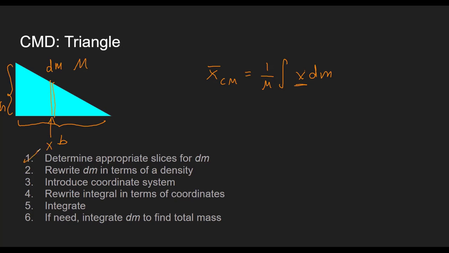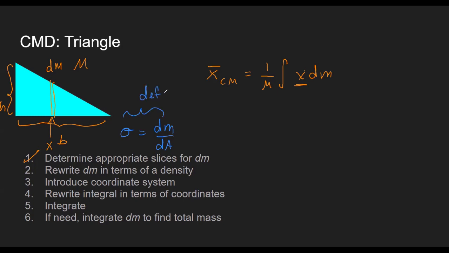Now notice that this hasn't really helped us solve the integral. Step 2 is going to be one of the most crucial steps in this unit, which is to rewrite dm in terms of our density. Now, as we'll see, there are 3 types of density: lambda, sigma, and rho, in increasing dimension. Lambda being 1-dimensional, sigma being 2-dimensional, rho being 3-dimensional. For our problem, we're 2-dimensional. Sigma is equal to dm by dA. This is simply the definition of sigma.